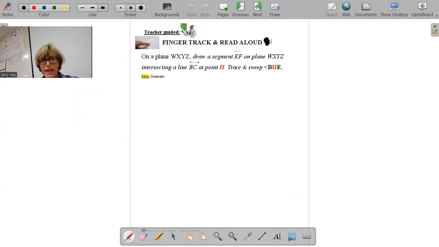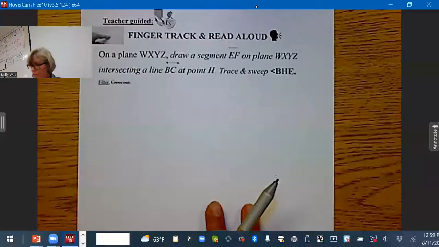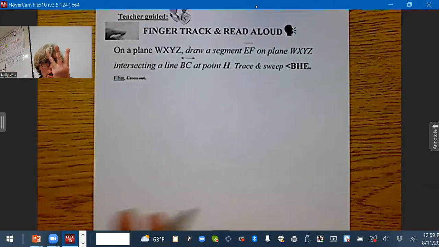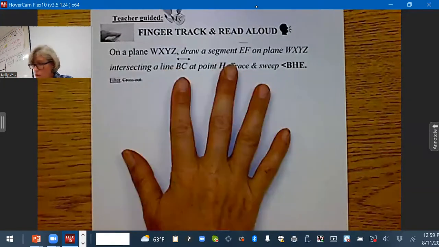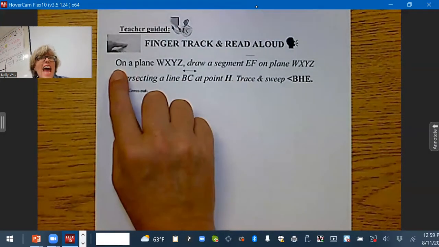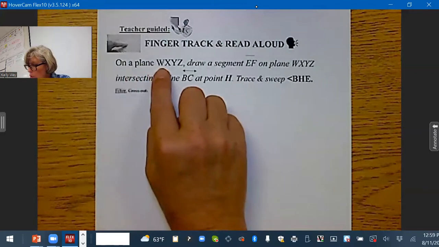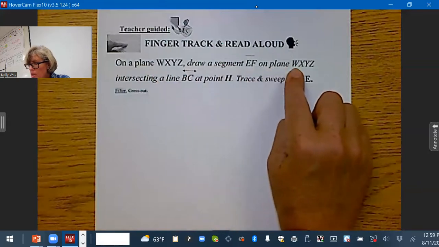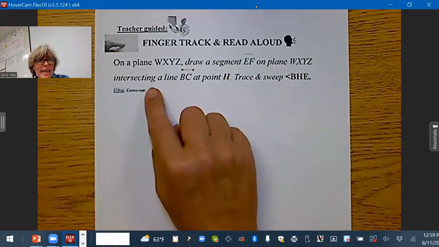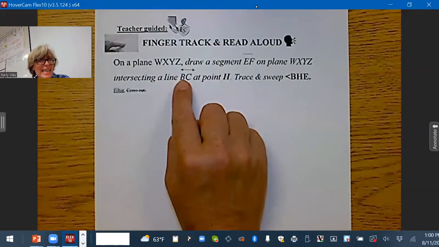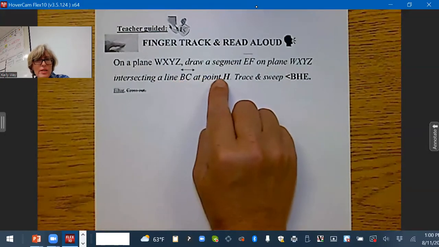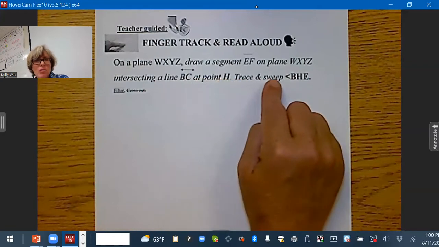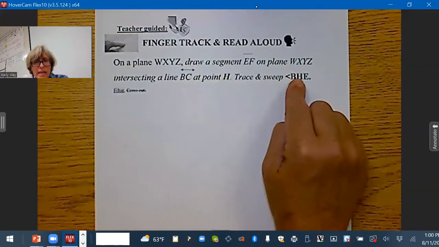You are now looking at this page. 3 body parts, 3 times. Finger, not pencil, finger, please, right here. Reading aloud with me. On plane WXYZ, draw a segment EF, intersecting a line BC at point H. Trace and sweep angle BHE.